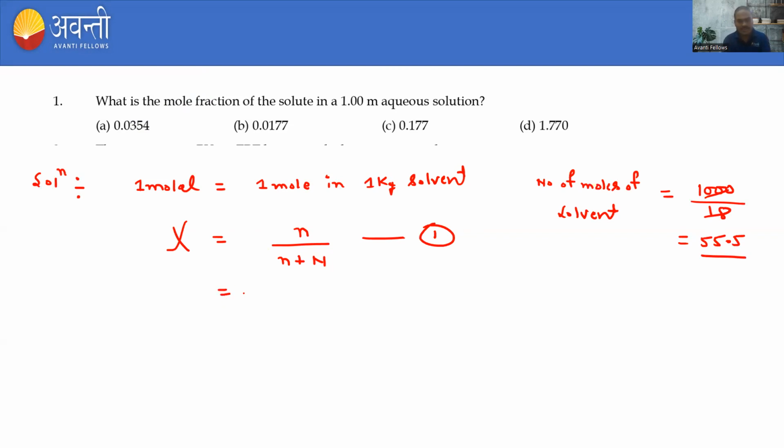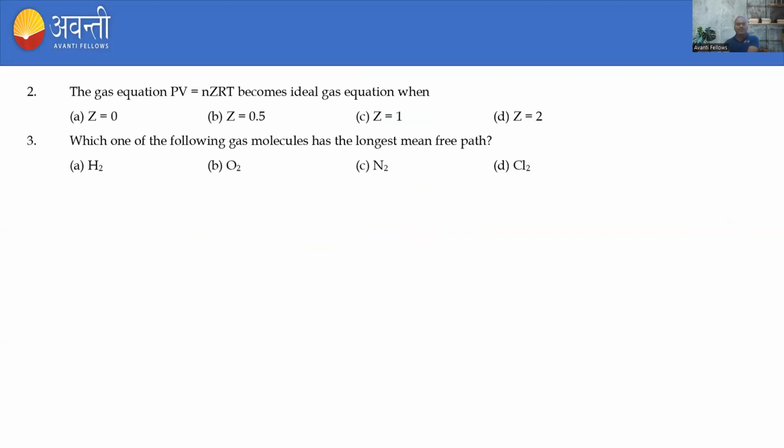Just put the value here. Number of moles of solute is 1, and number of moles of solvent is 55.5. On solving, you'll get 0.0177. So which option is correct, beta? That is option B. So option B is absolutely correct. So I hope सबने सही किया होगा इस क्वेश्चन को. बहुत easy question था and is basically based on the concentration defining term. चलो, move to the next question.